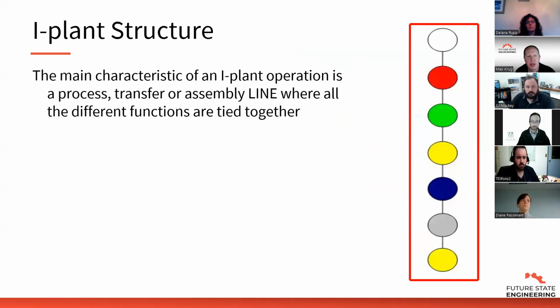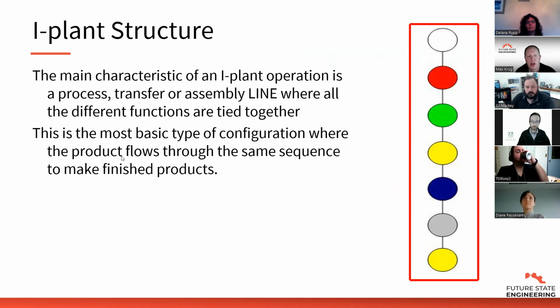Okay, then the last one is the I plant. So the I plant is where we have a transfer assembly line with different functions all tied together. So the configuration where product flows through the same sequence to make finished products. So like an assembly plant. So like the assembly plant for Harley Davidson is an I plant, right? Once that's set on the line, it goes through the line and components are added to it. Tesla's manufacturing assembly plant is an I plant. Most automotive assembly lines are an I plant. The brewery I worked with is an I plant.